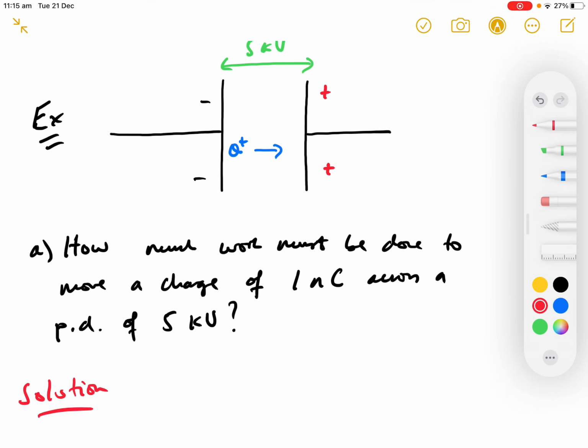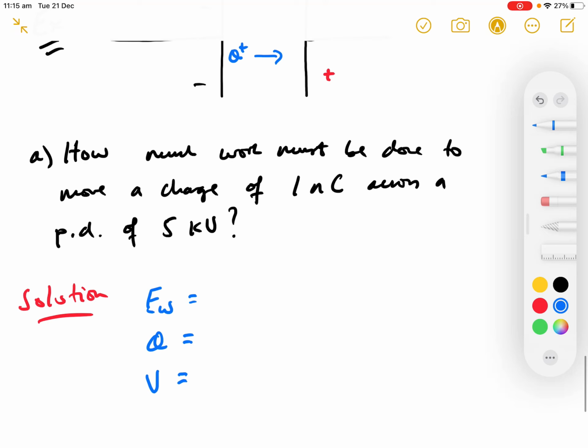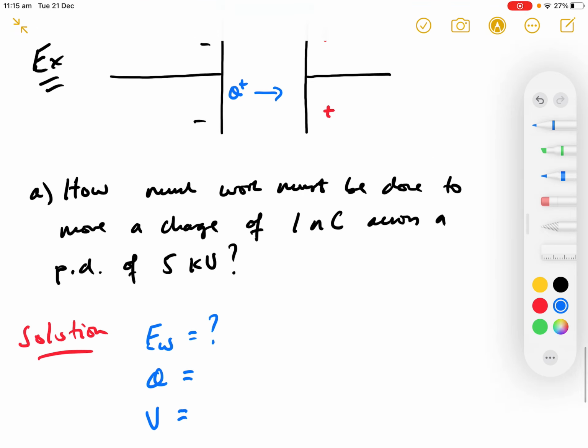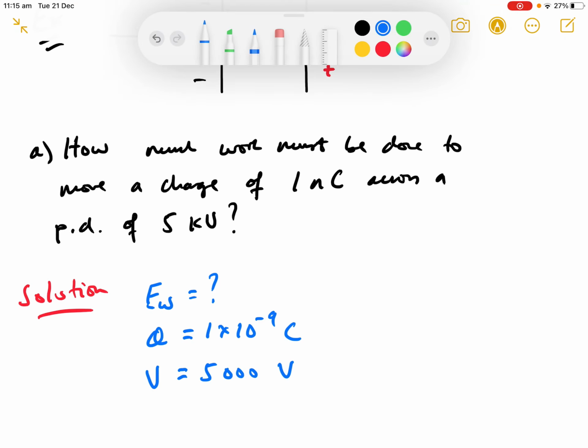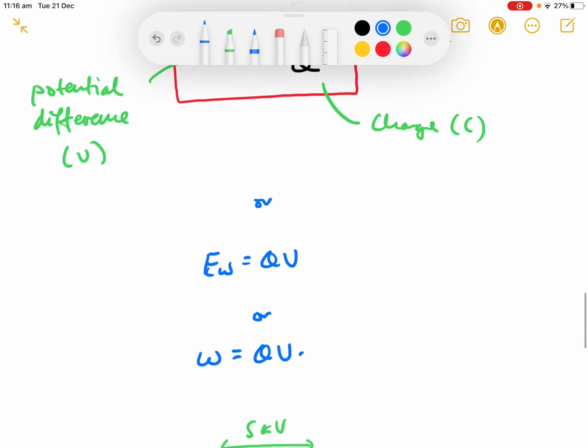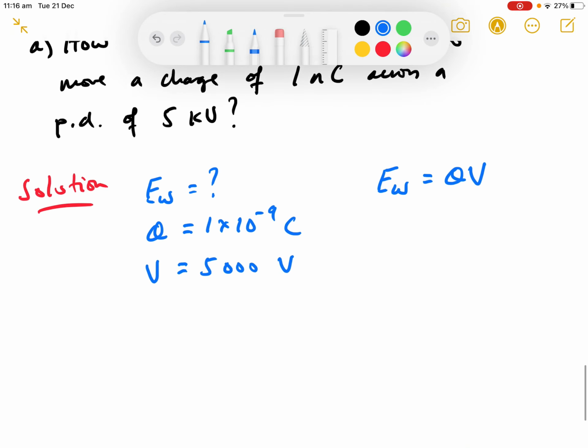Right. Solution. Well, list our variables. Work done, charge Q, potential difference V. The work done is what we're trying to find out. 1 nanocoulomb, of course, is 1 times 10 to the minus 9 coulombs. And the voltage is 5,000. So the equation is, work done is QV. You find very often, because you're interested in working out the amount of work done, that you use the QV version of the equation as much as the V equals W over Q version, to be honest. Same equation, of course, just rearranged.